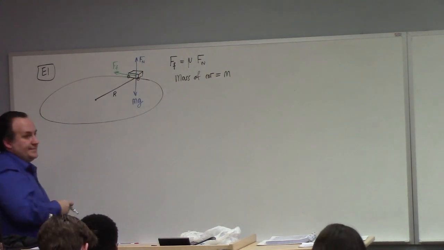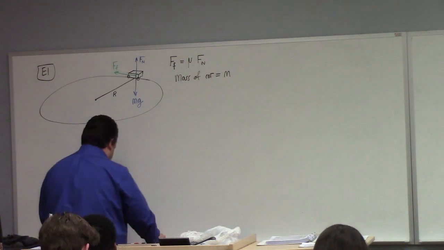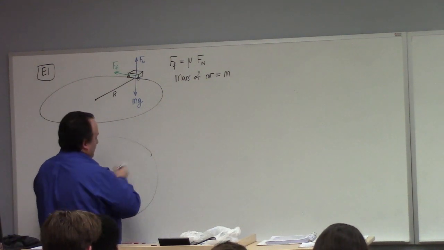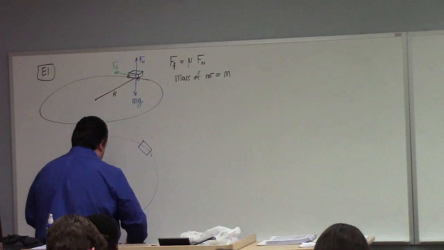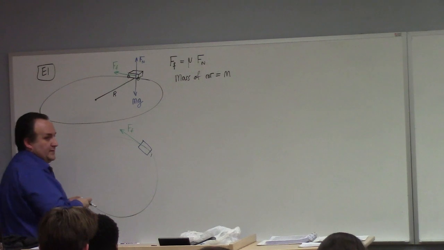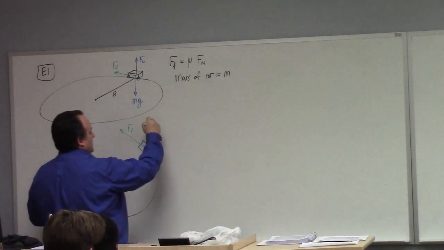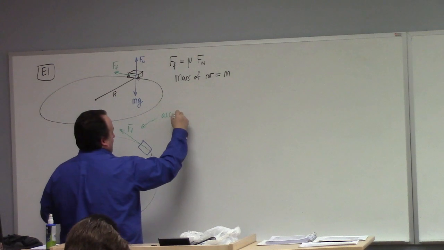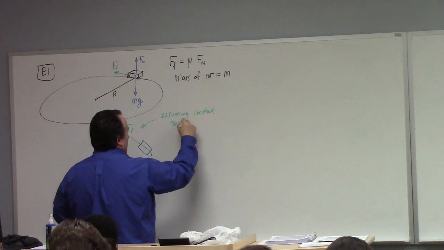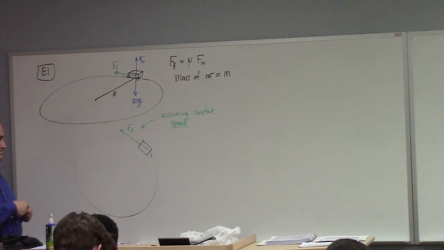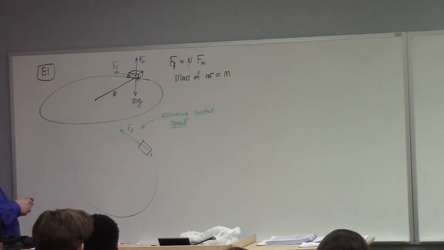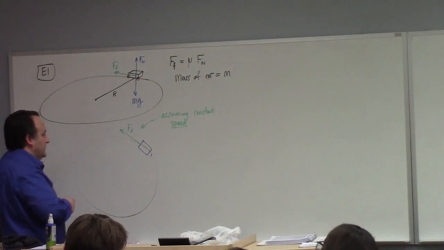And so let me draw a picture, top down. So here's the car. Force of friction would be something like this, tangential. I'm assuming constant speed for the moment. Oh, excuse me. That is exactly wrong. Why is that wrong? So you guys tell me.